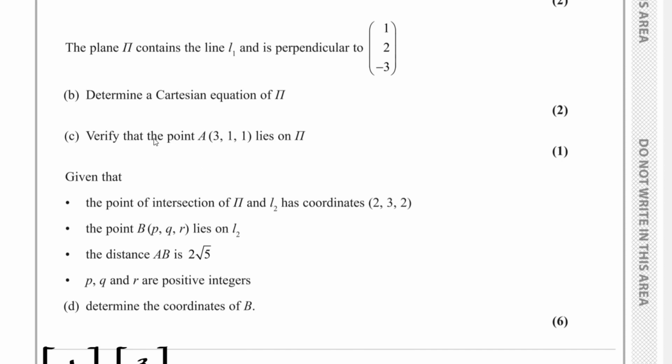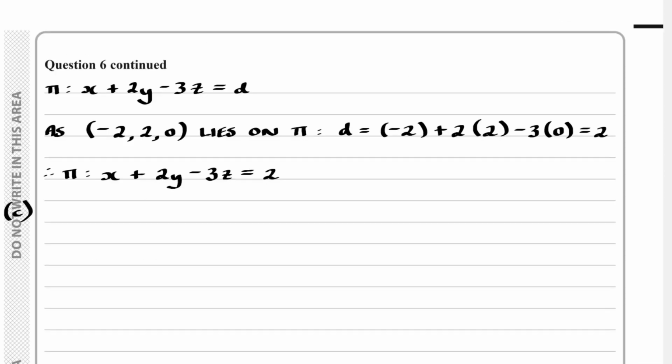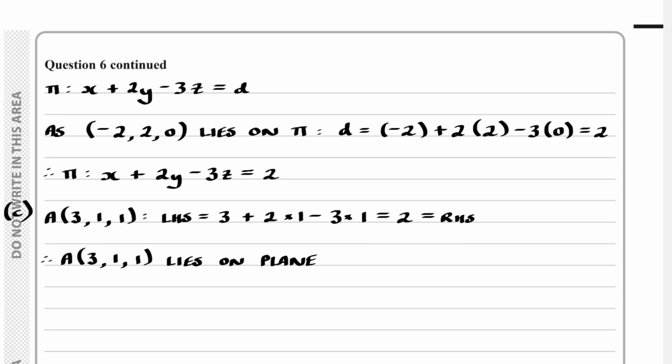For part C, we have to verify that the point A with coordinates (3, 1, 1) lies on pi. We've got the point A (3, 1, 1), and if we substitute these into here, on the left hand side we've got 3 plus 2 times by 1, subtract 3 times by 1, which is 2. And that's what we have on the right hand side. So the point A with coordinates (3, 1, 1) lies on the plane.